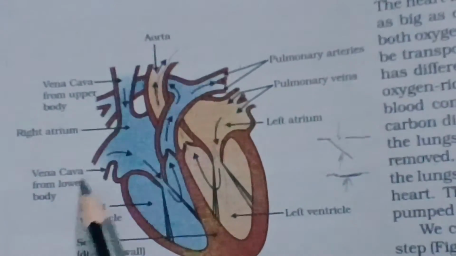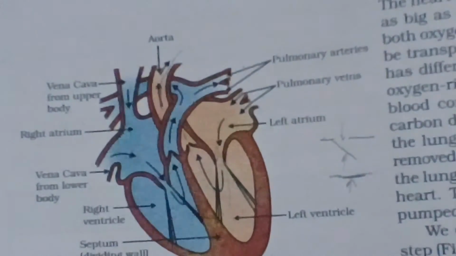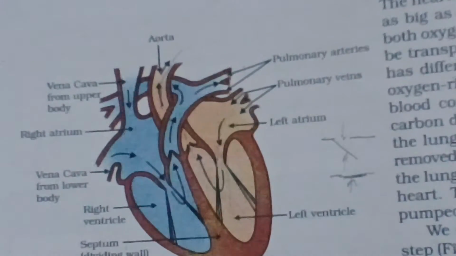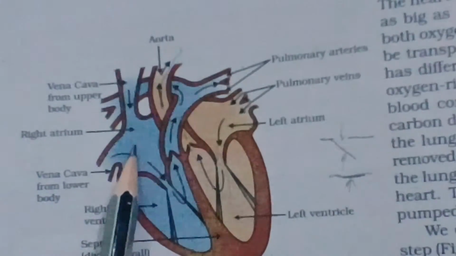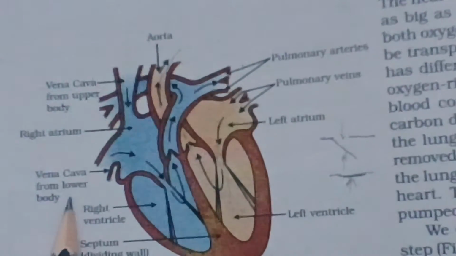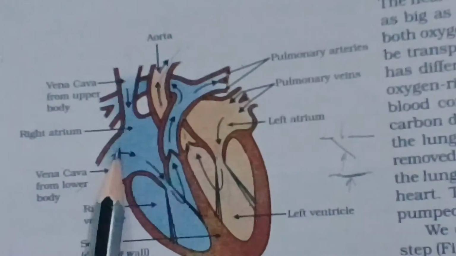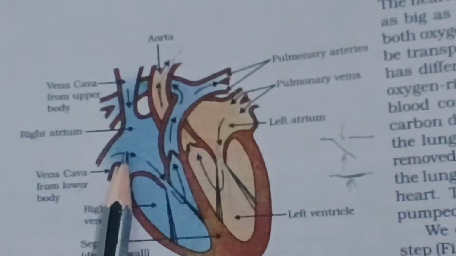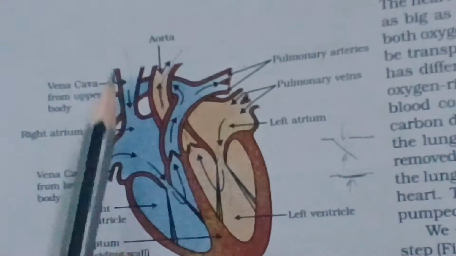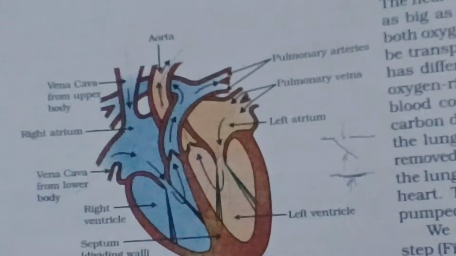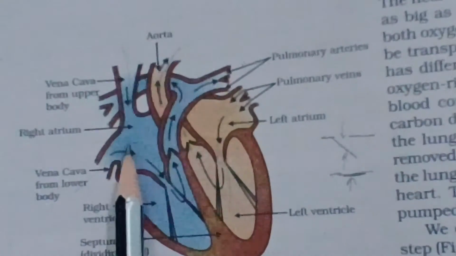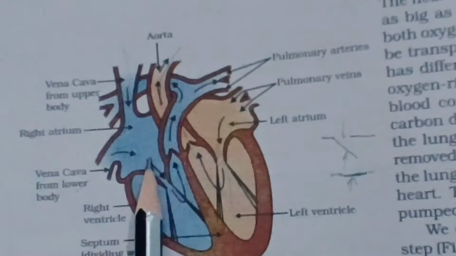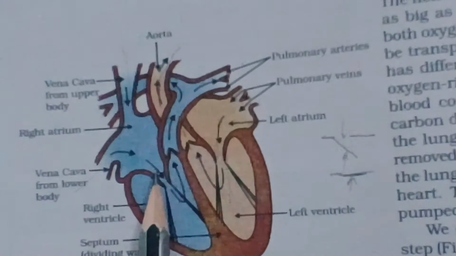Okay, the used blood, that is after respiration, it is deoxygenated. So the deoxygenated blood will enter the right atrium. The deoxygenated blood from the lower parts will enter from this vena cava, from the lower body, and through this vena cava from the upper body. Okay, it enters this right atrium. It will relax and it collects the blood. Okay, once it is filled, then the valves open.